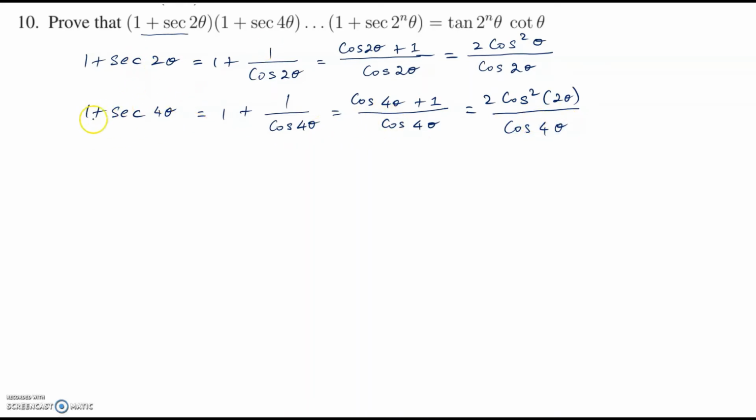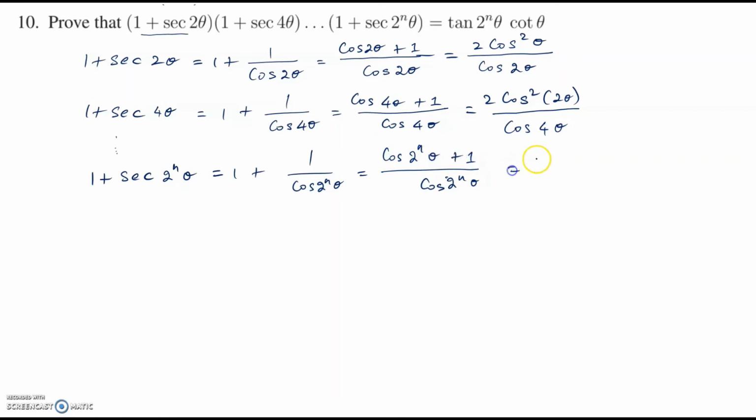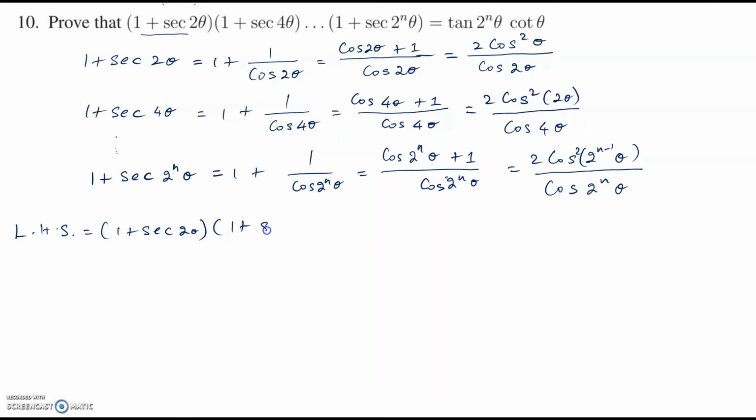So if we continue all the way to 1 plus secant 2 power n theta, what we would get is 1 plus 1 by cos 2 power n theta, and that will be equal to cos 2 power n theta plus 1 over cos 2 power n theta, and that would be nothing but 2 times cos squared 2 power n minus 1 theta divided by cos 2 power n theta. Now if we multiply all the left hand side terms, so let's say LHS is equal to 1 plus secant 2 theta into 1 plus secant 4 theta up to 1 plus secant 2 power n theta, this will be equal to the right hand side.